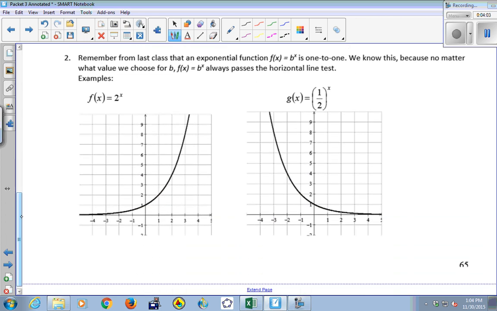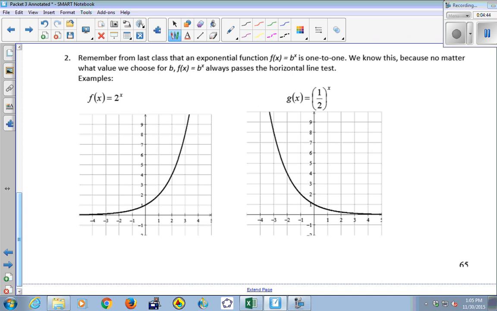Okay, so last time we talked about inverse functions, and we said an exponential function, b to the x, any number to the x, is 1-to-1. Okay. So we know this because no matter what value we choose for b, we always pass the horizontal line test. So I picked 2 examples, the 2 basic flavors, exponential growth and exponential decay. So here I had b as 2, and here I picked b to be 1/2. Both of these graphs pass the horizontal line test, yes? Okay. So we know that these 2 functions have inverse functions. Okay, they're 1-to-1, so they have an inverse.